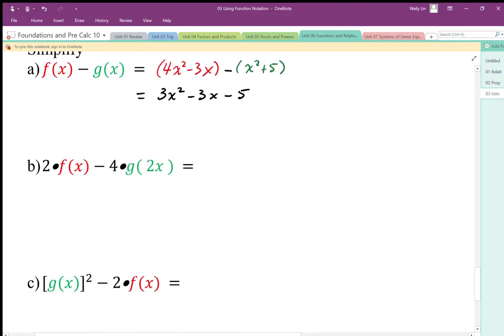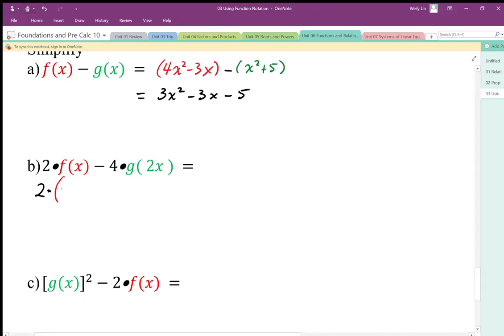So here we have our 2 on the outside. That's going to affect our f of x. That is a times. Okay, here we have a minus 4 times g of 2x. So we have the 4 and 2 on the outside. Here we have a 2x that we have to replace on the inside. So now we have an inside substitution and an outside substitution. So we'll start with the 2 times. Okay, we should use brackets whenever we're doing any kind of substitution.